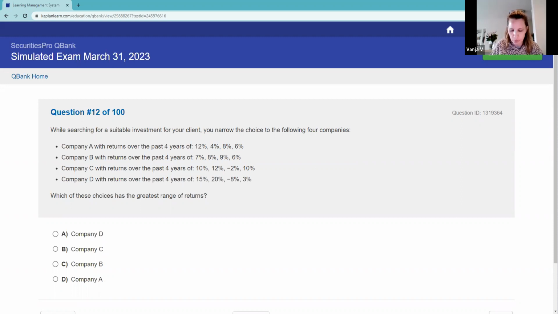So 12 plus 4 plus 8 plus 6 divided by 4. I know it sounds silly to do such simple numbers. That's exactly what you should be doing. A is 7.5. Let's see, 7 plus 8 plus 9 plus 6. That's also 7.5. 10 plus 12 minus 2 plus 10. Okay, that's 7.5. 15 plus 20 minus 8 plus 3.